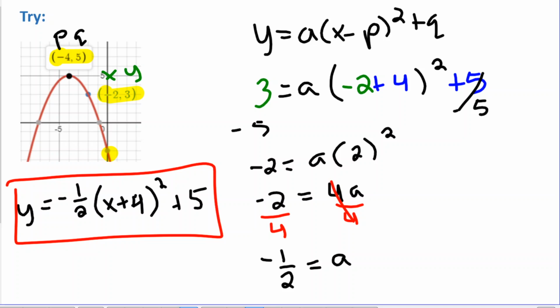So that's where we're done with vertex form. In the next lesson, we'll look at our third and final form. We're going to talk about factored form next.